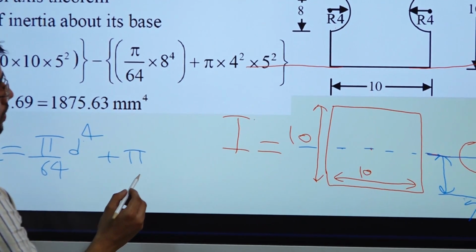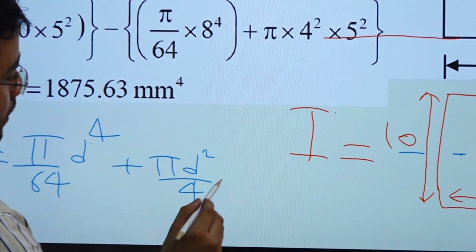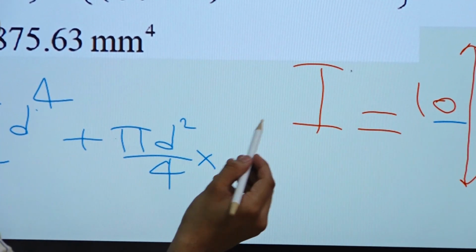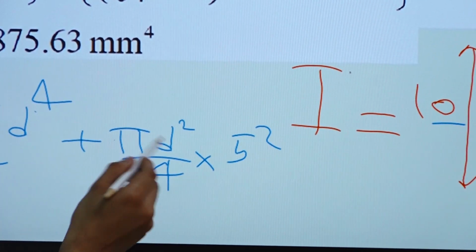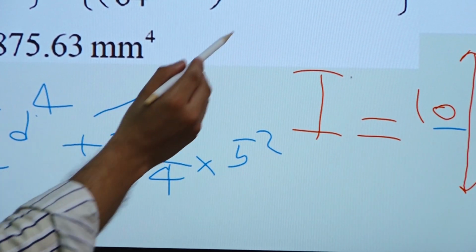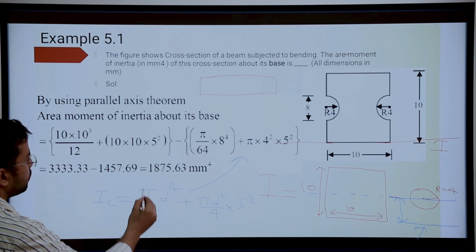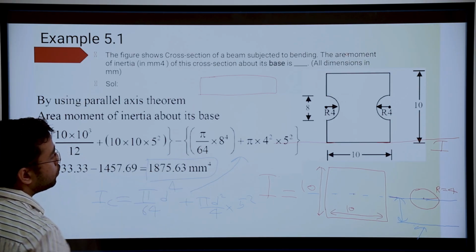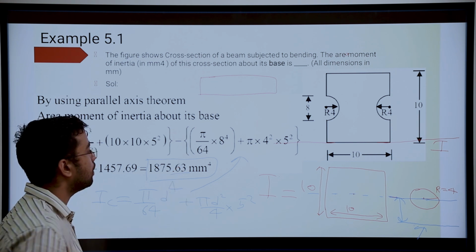pi d square by 4, into the distance r square. r is nothing but 5, d is 8, right? So pi into 8 square by 4, or you can simply write pi into 4 square. So this is the thing here, right? When you solve it, we will find this answer, and you have to write the answer correct up to 2 decimal places, right?